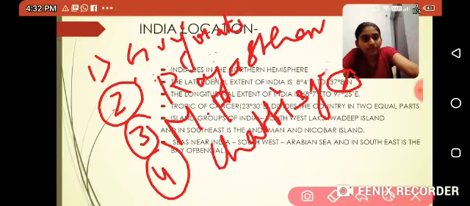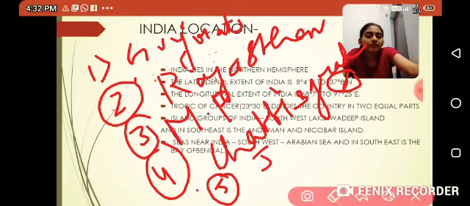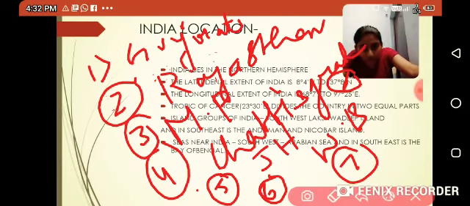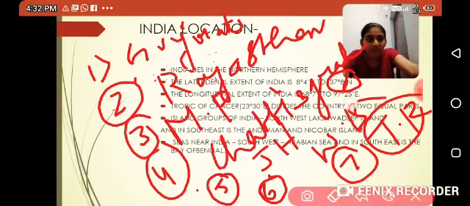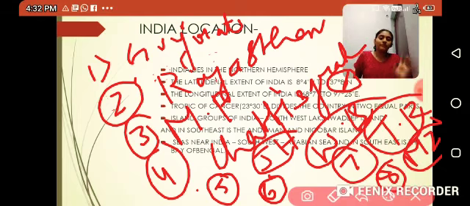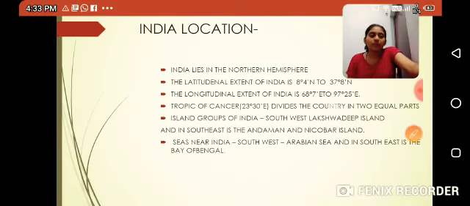fifth Jharkhand. Sixth, West Bengal. Seventh, Tripura. I'm writing them in short form, just to keep this as Tripura. This is West Bengal, this is Jharkhand, and the last is Mizoram. Okay, MZ, Mizoram. Complete. So these are the 8 states through which Tropic of Cancer is passing.